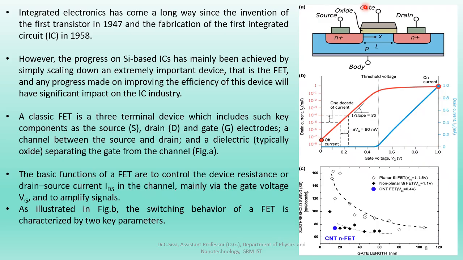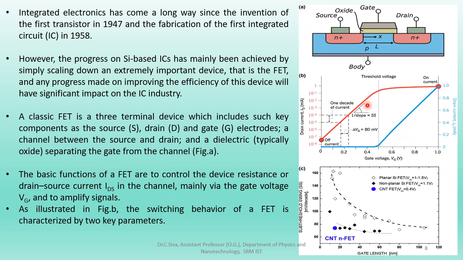A channel and a gate dielectric. There is a channel, here it is acting as a channel. Channel length is mentioned here, and there is an oxide layer which acts as a dielectric layer. That is called a gate dielectric. The gate voltage controls the current through the channel.